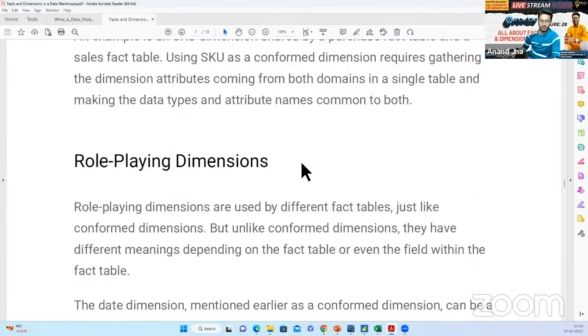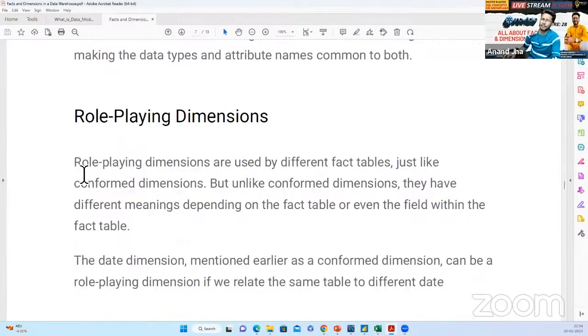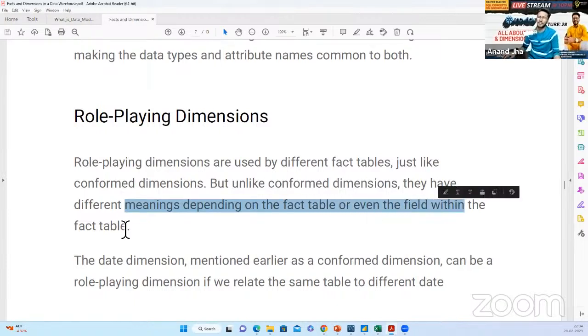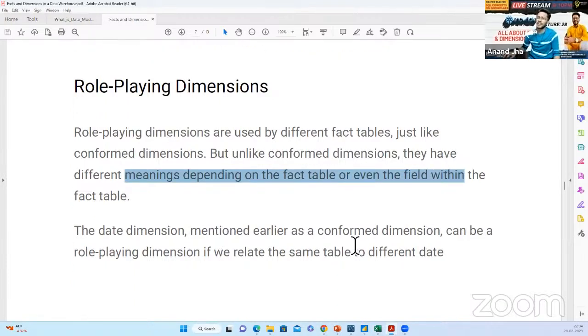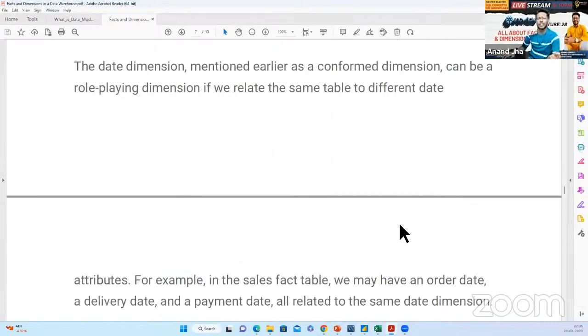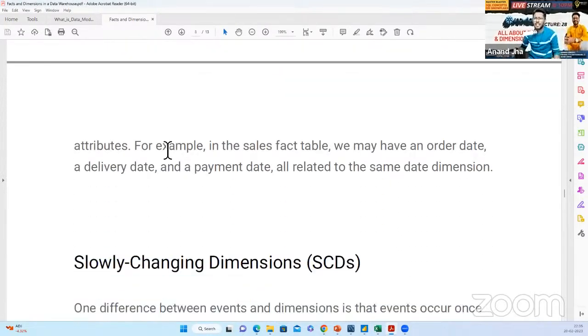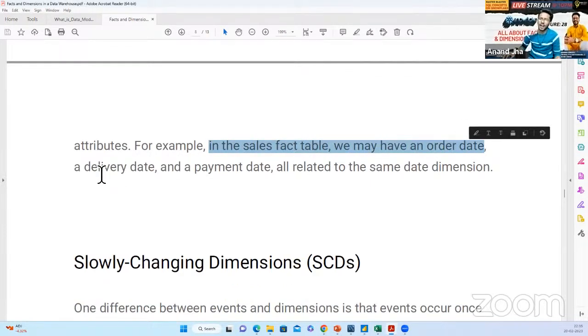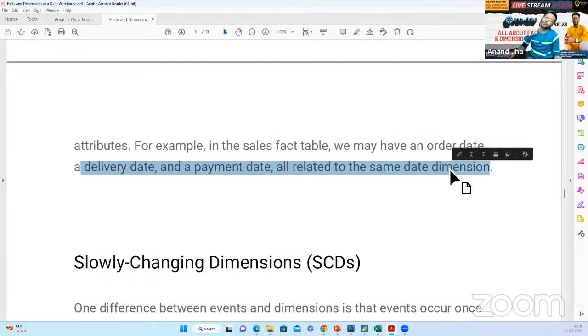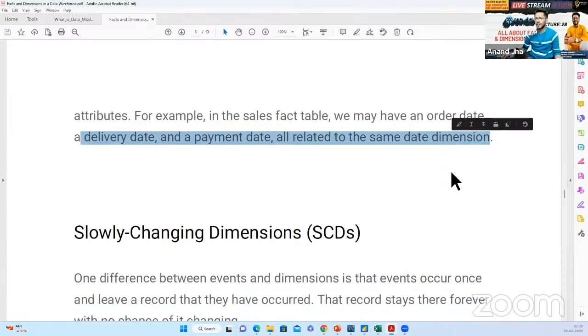Okay. Let's talk about role-playing dimensions. Role-playing dimensions are used by different fact tables, just like conformed dimensions. But unlike conformed dimensions, they have different meanings depending on the fact table or even the field within the fact table. The date dimension mentioned earlier is a conformed dimension. This is the further dimension bifurcation: conformed dimensions, role-playing dimensions, and so on. You don't have to go into that much detail. Theory-wise, I have given it. I will just read this example. In the sales fact table, we may have an order date, a delivery date, and a payment date, all related to the same date dimension.